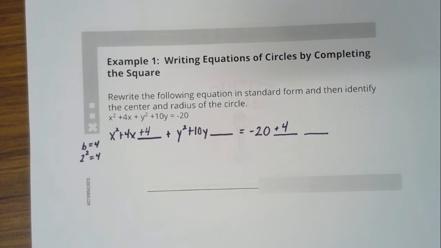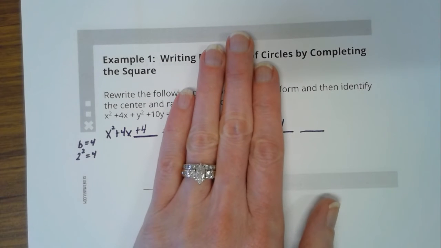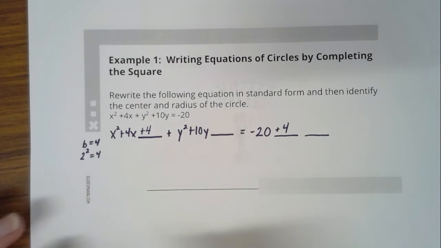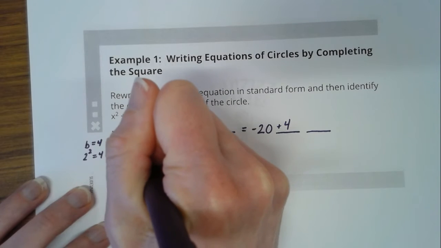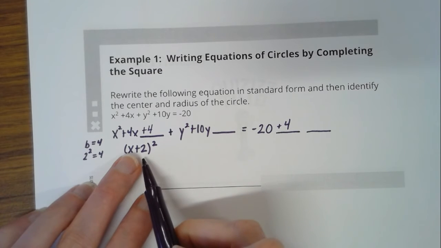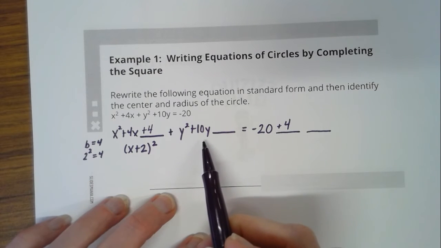All right, so now if I look at this part of my equation, it's now factorable, and I can write this as the quantity of x plus 2 squared. So it's looking like a standard form now. All right, so that we got through taking care of our x's. Now we want to do the same thing with our y's.